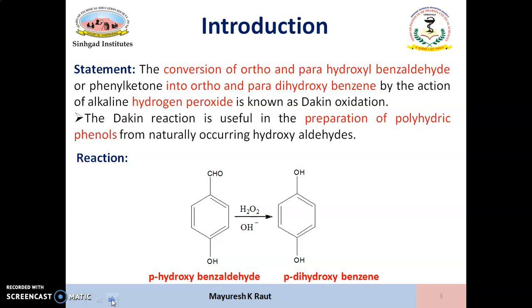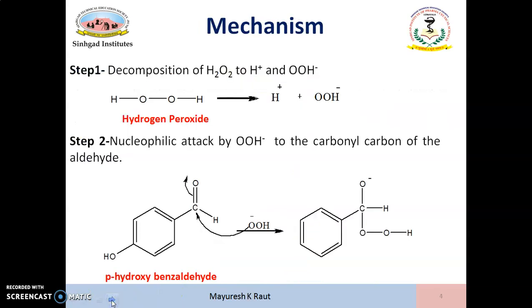The general reaction for synthesis of Dakin oxidation is shown below. We start with a para-hydroxybenzaldehyde and the end product is para-dihydroxybenzene, which is obtained in presence of H2O2, that is nothing but hydrogen peroxide. Let us discuss the stepwise mechanism.